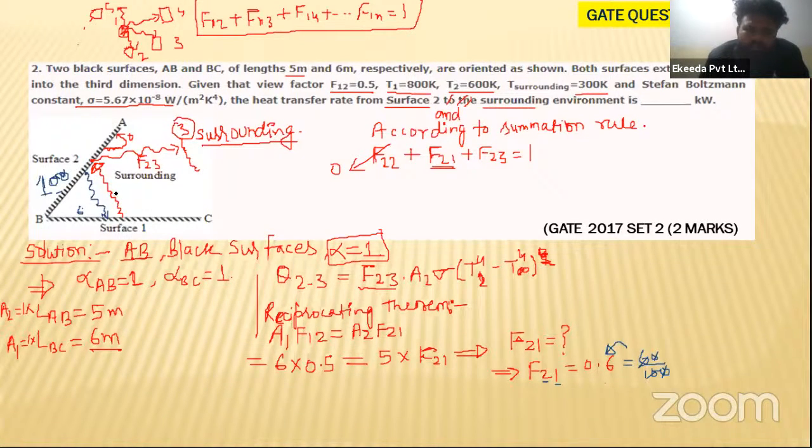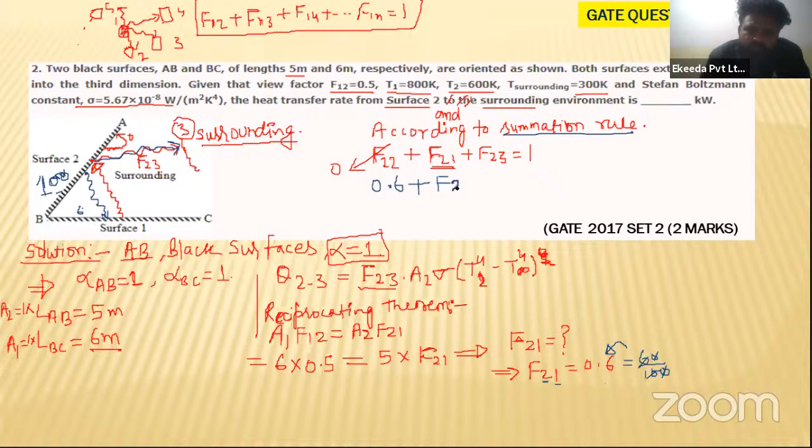So now can I calculate how much of the radiation is leaving surface 2 and reaching surface 3? Yes, I can calculate it from the summation rule, my dear students. Now the self-view factor becomes 0 because this is a flat surface. So how much is F21? Tell me, how much is the value of F21? F21 is 0.6. Okay, very good. I am going slowly so that each and every student can understand properly.